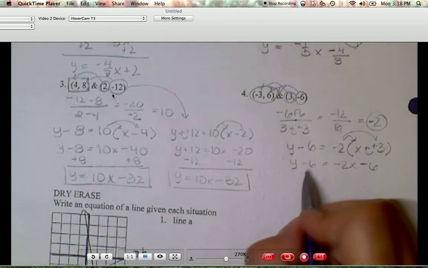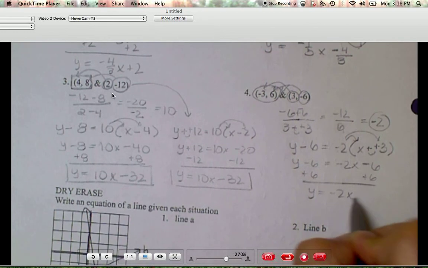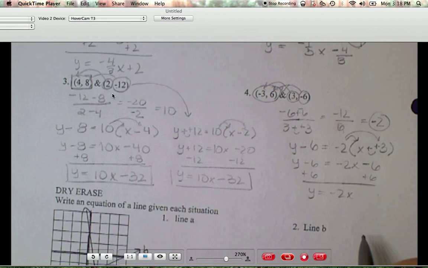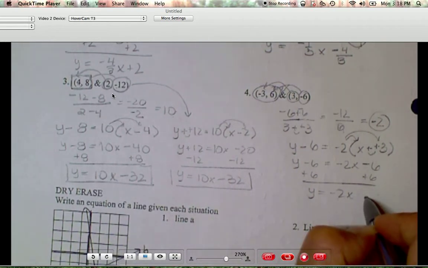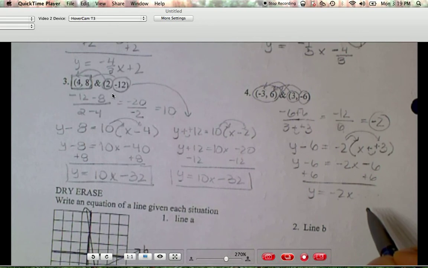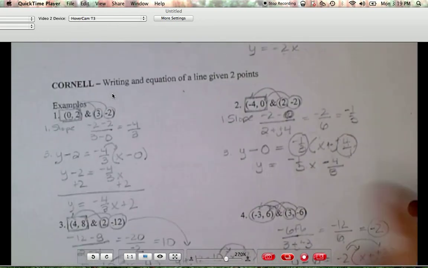And then simplify by adding 6 to both sides, and we get y equals negative 2x plus 0, which we don't need to write. So in slope-intercept form, we have a slope of negative 2 and a y-intercept of 0. So this would begin at the origin if you were graphing it. So that is how you write an equation of a line when you're given 2 points. Okay?